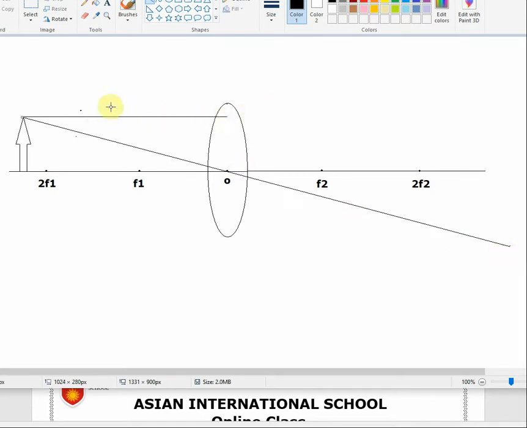Now we know what will happen. This line, which is parallel to the principal axis, will refract through the focus. Just a minute. Come from here. Okay, done. So you can see what happened here.